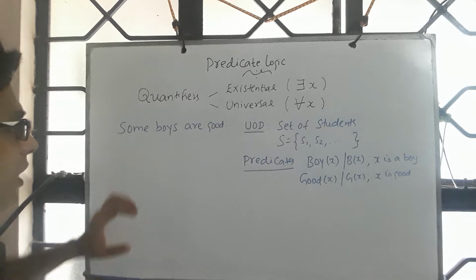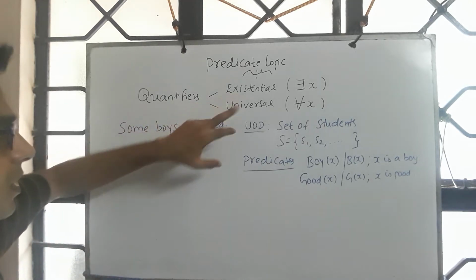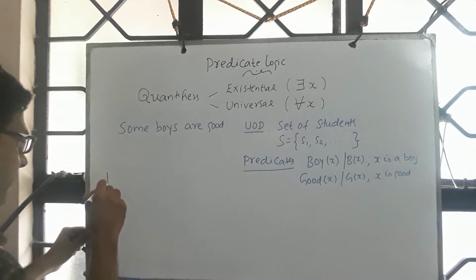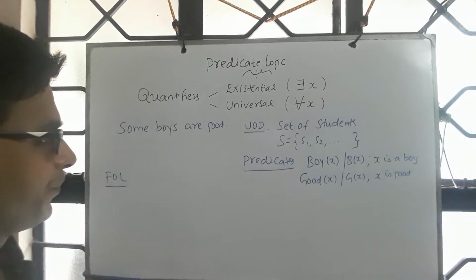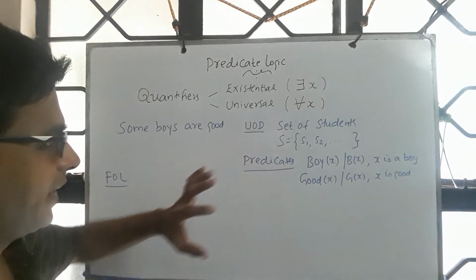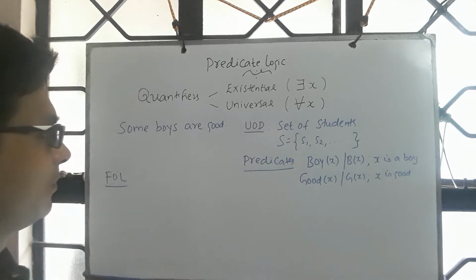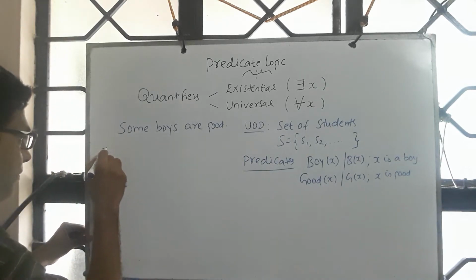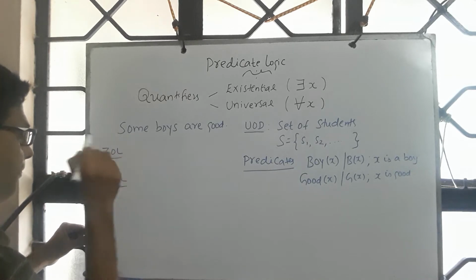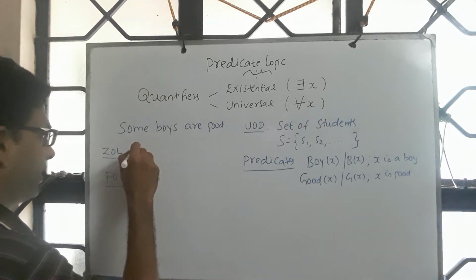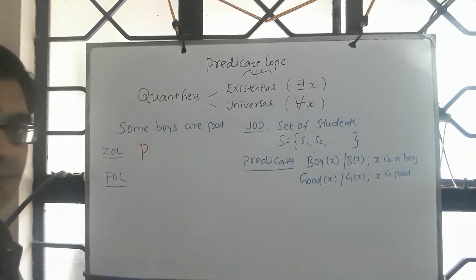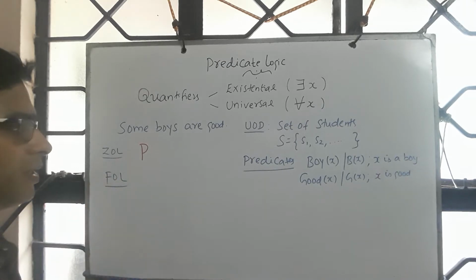Okay. Now I will make use of quantifiers. I will write FOL for this. So the first order logical expression using UOD predicates, we will define now. If you see from ZOL, you will say this is a proposition. Simply say P. That's it. So propositional logic associates a propositional variable, which means you get P for this.